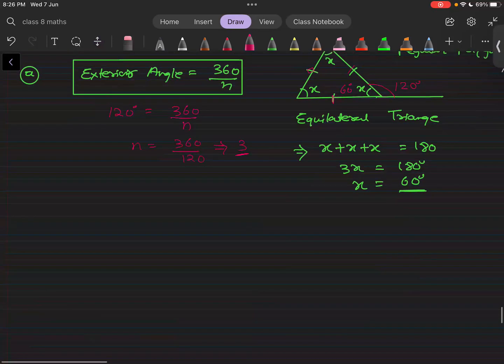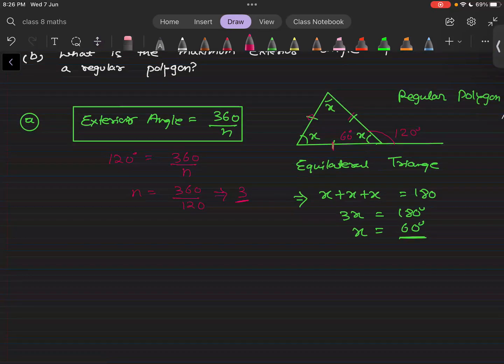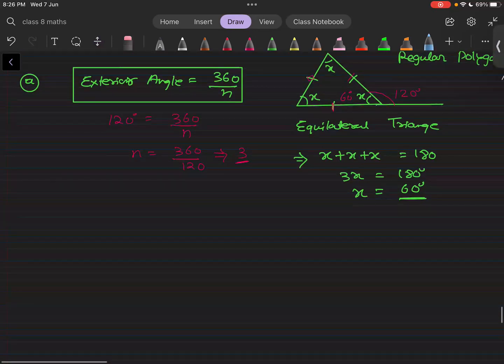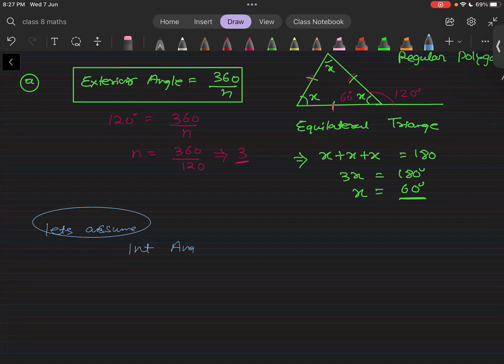30 degrees. Okay. So let's assume you are assuming the interior angle to be 30 degrees. So what is the exterior angle going to be? Then the exterior angle is going to be how much? 180 minus 30, 150 degrees.